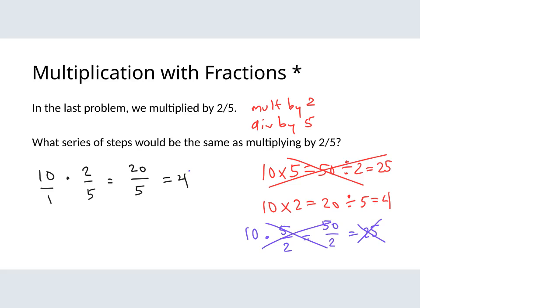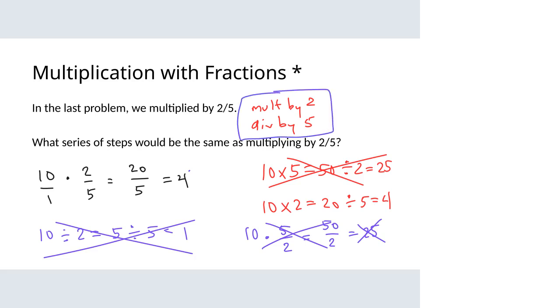And then our last one down here at the bottom is divide by 2, divide by 5. If I take 10 and I divide that by 2, and then I divide that by 5, I get 1. Nope, needed my answer to be 4 for this to be correct. So out of those 4 choices, only one of them was the correct one, and it was multiply by 2, divide by 5, because that's what happens when we multiply by 2/5.